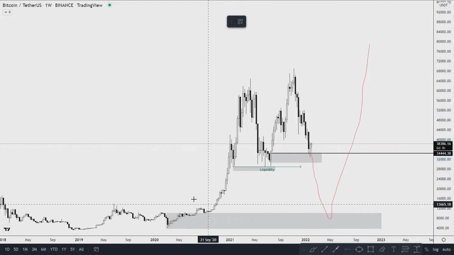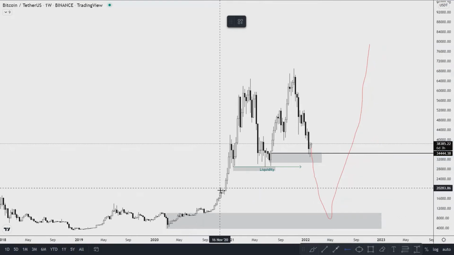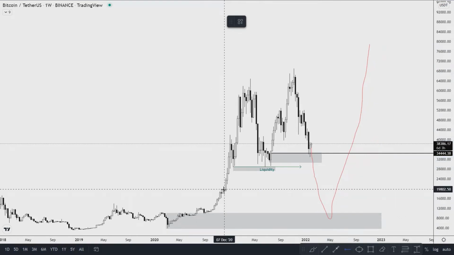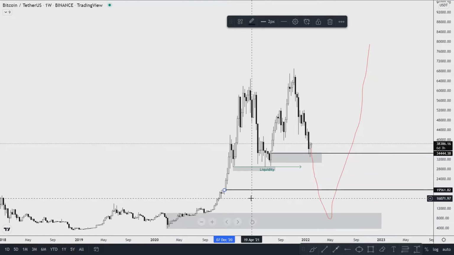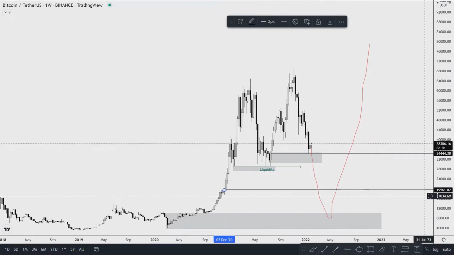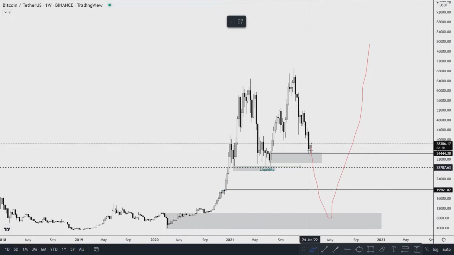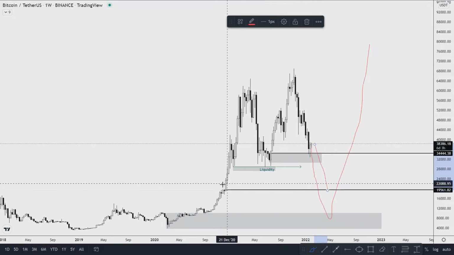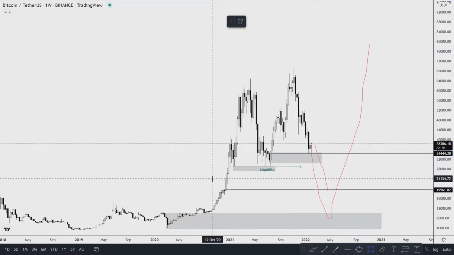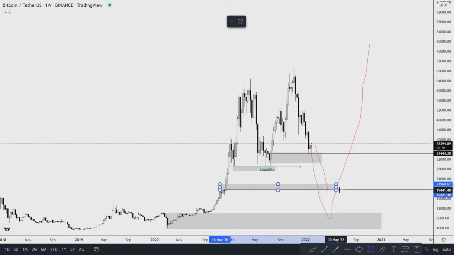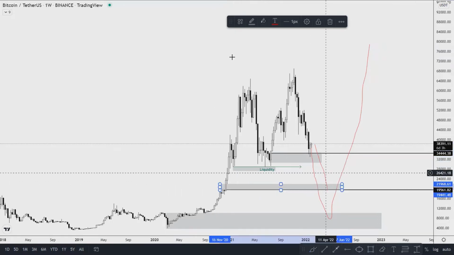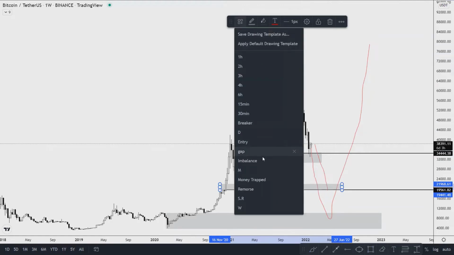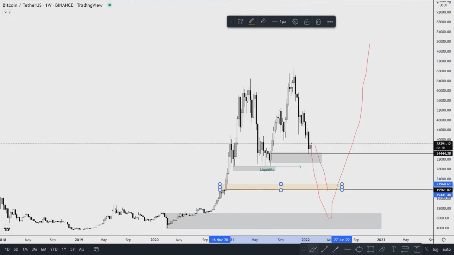Or another area I was looking at is right here, just below 20K. So that could be a case where it comes here, fills in this little imbalance we got here, and then it takes off.